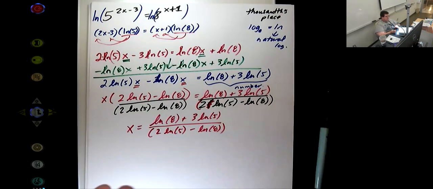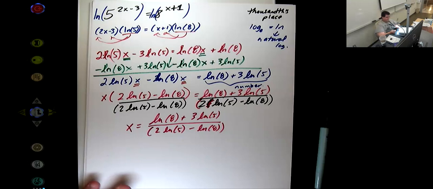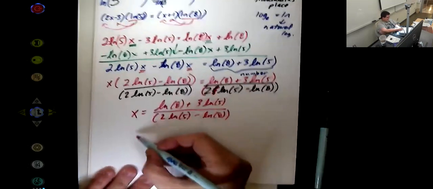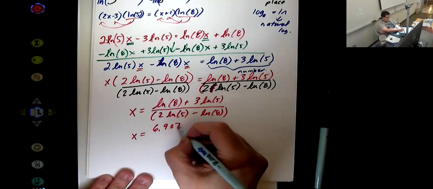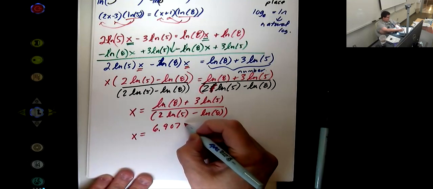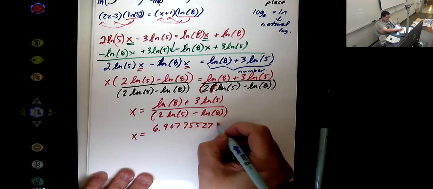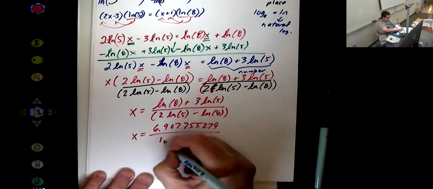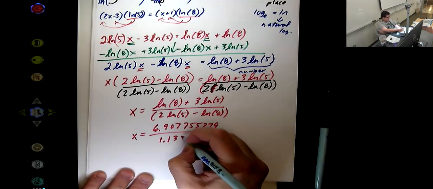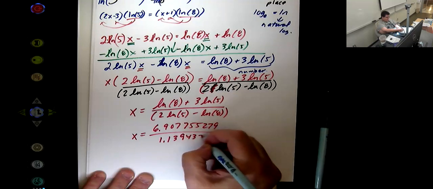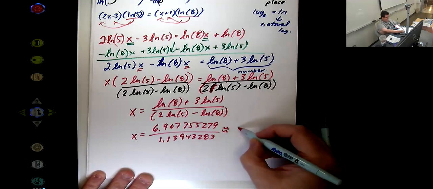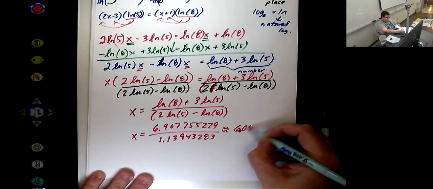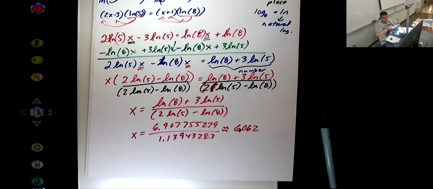I'm like, what the hell are they talking about? I did these separately in the calculator. When I did it, I got 6.907755279 on top. On bottom, I got 1.139434283. Then when I did the division, that's when I rounded to the thousandths place. So I got 6.062 to the thousandths place.